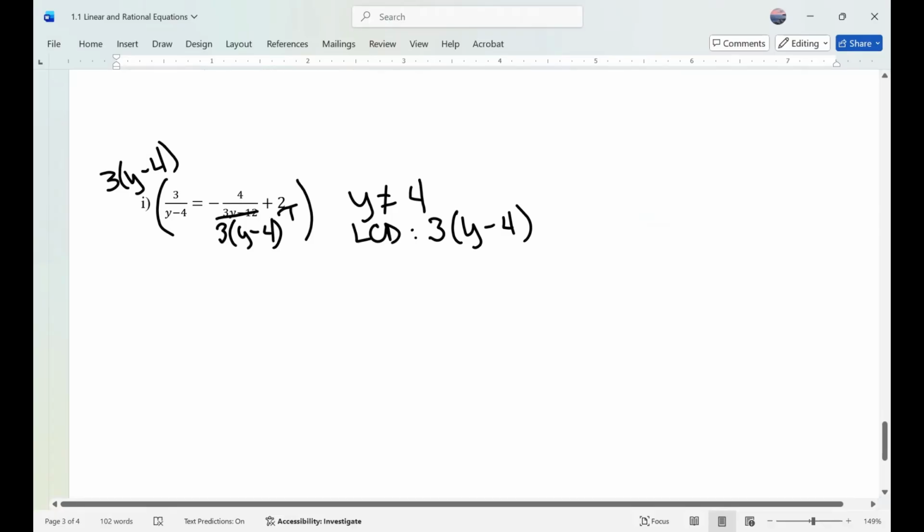So on the first one, the y minus 4's cross off, but don't cross it off if you're doing it this way because you've got to realize that you're distributing. So the y minus 4's go away, and I'm left with 3 times 3, which gives us 9. On the second one, everything crosses off. Again, don't cross it off if you're showing it this way, but everything crosses off. So that just leaves us with negative 4. On the last one, nothing crosses off. So I've got 2 times 3 times the y minus 4. Well, that's going to give us 6 times y minus 4.